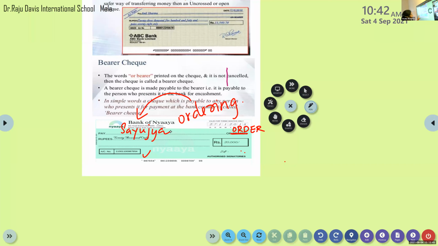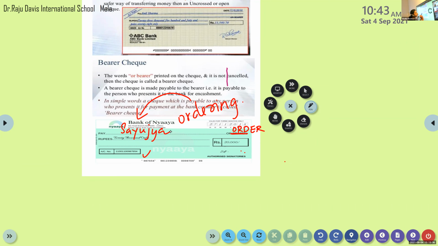This means that it is actually a kind of order given to the bank to make the payment only to Sayuja. Only when Sayuja comes to the bank with this check, the payment should be given to her only. I am ordering my bank. Okay? Clear instruction is given. That's it. Did you get the bearer check and order check? Bearer check means whoever gets the check can go to the bank and get the payment. Order check means it is ordering the bank. It is an order to the bank that payment should be made only to the name mentioned in the check. Order check.